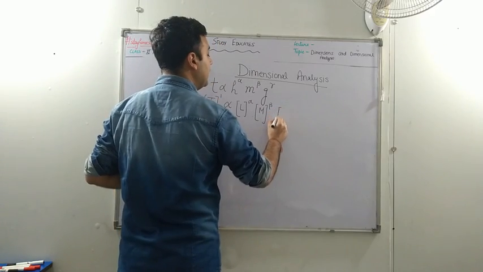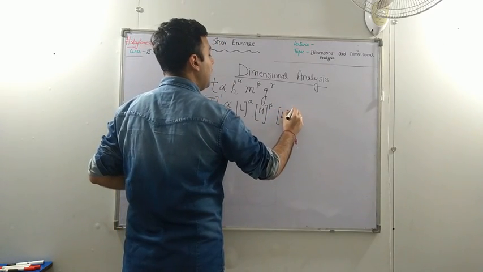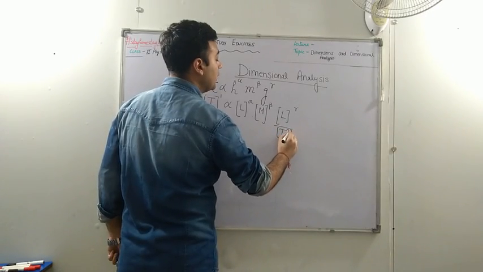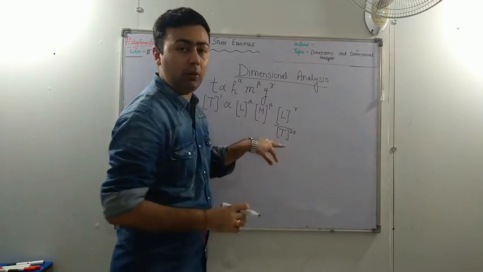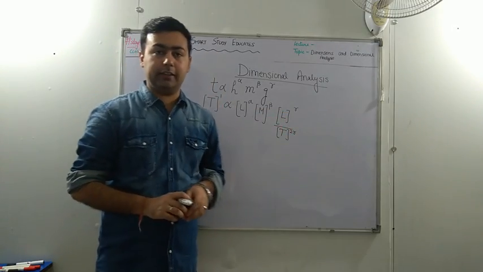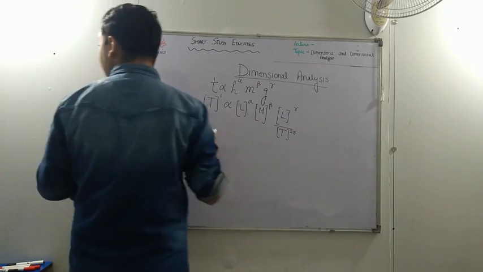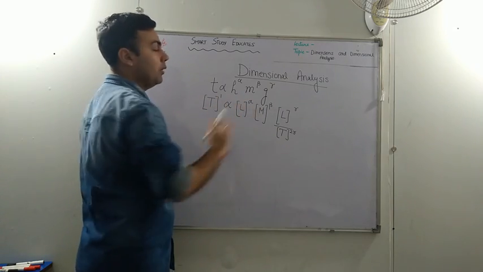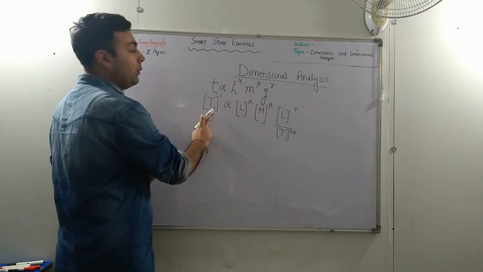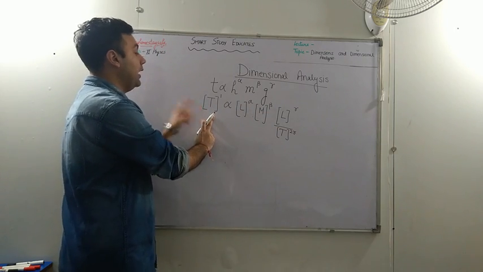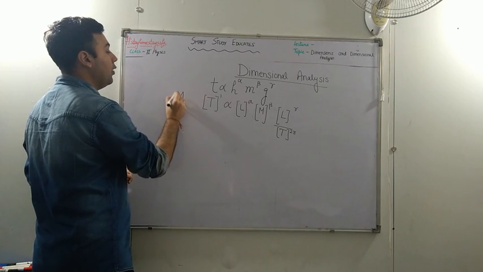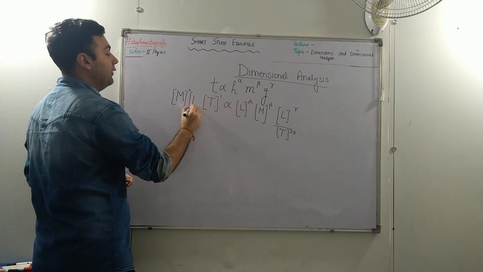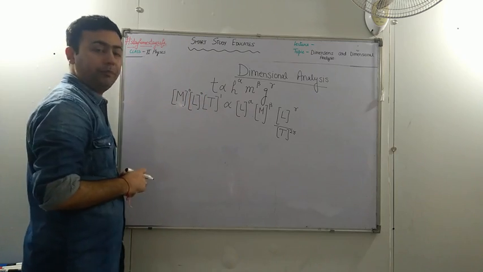That means it should be L to the power gamma divided by T to the power 2 gamma, because it is L upon T square, so I wrote the powers separately. Now applying the principle of homogeneity and equating the dimensions, the powers on both sides: there is no mass on the left side, that means the power of mass on the left side is 0, and there is no length on the left side, so its power is also 0.